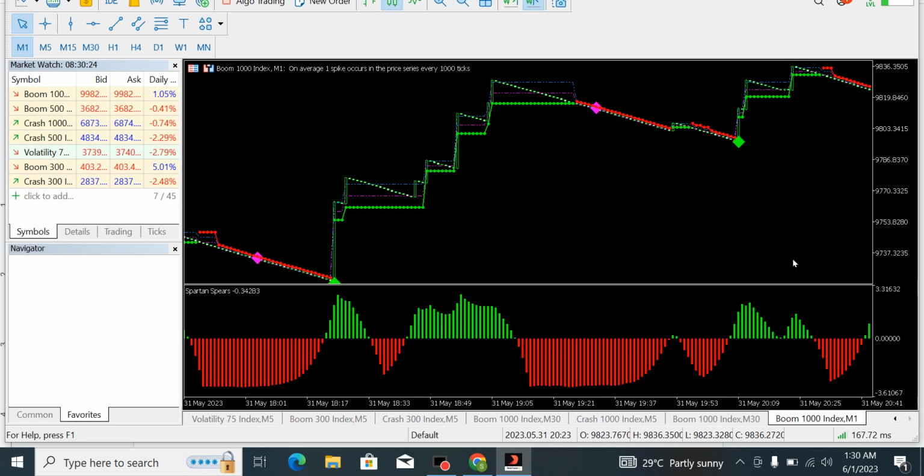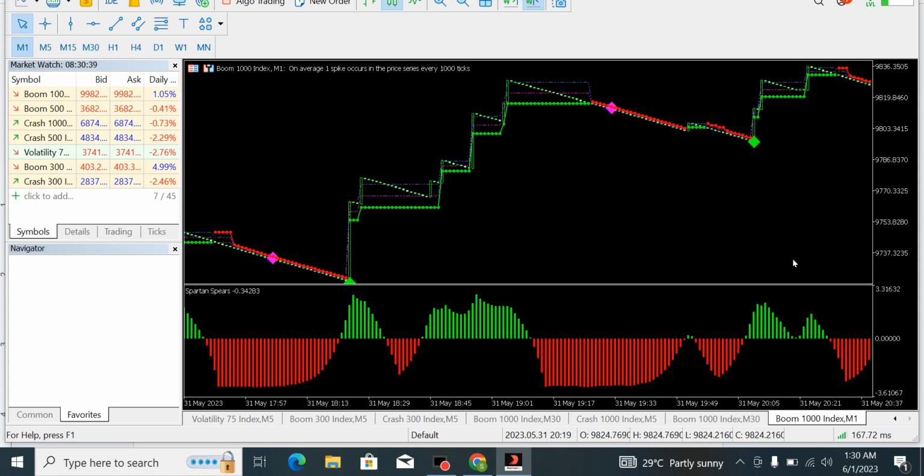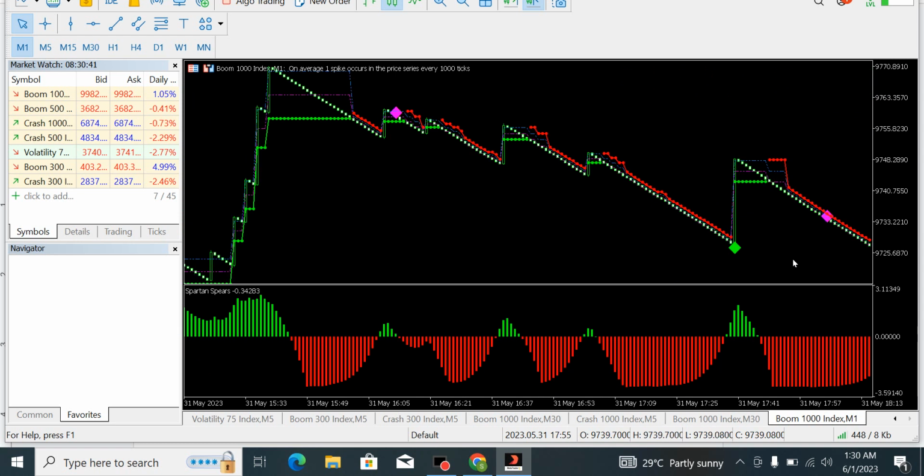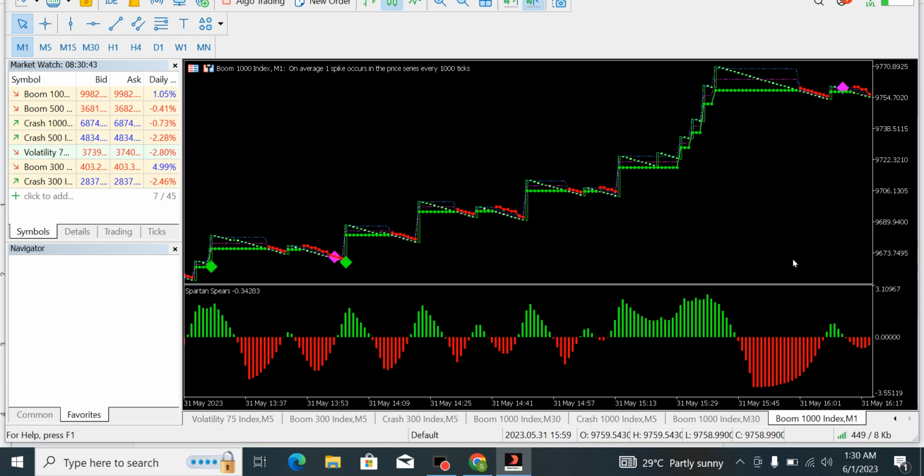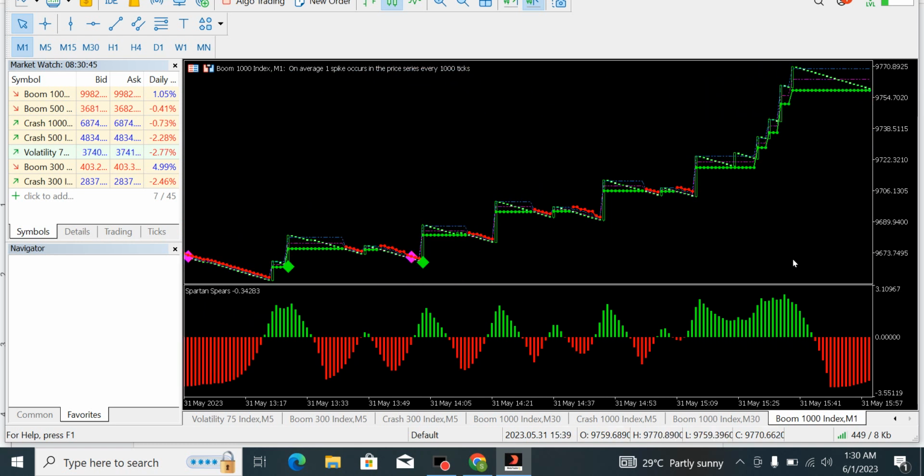Ever since that day I explained to you how you can make use of the indicator to your own advantage, in order for you to make profit while you are trading. And today we will be looking at how we can use it to trade spikes successfully. So this is Boom 1000, and I'm still on the 1 minute time frame.